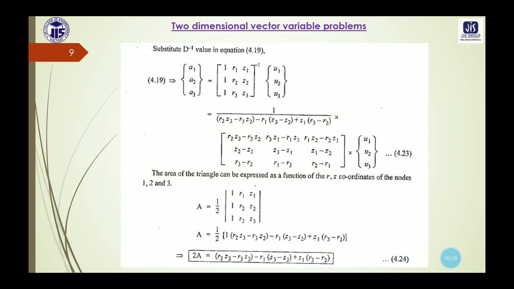Now if we substitute the D inverse value in the equation, then we get that the column matrix A1, A2, A3 equals D inverse multiplied by a column matrix of U1, U2, U3. So this is equation number 4.23 that we have written here.